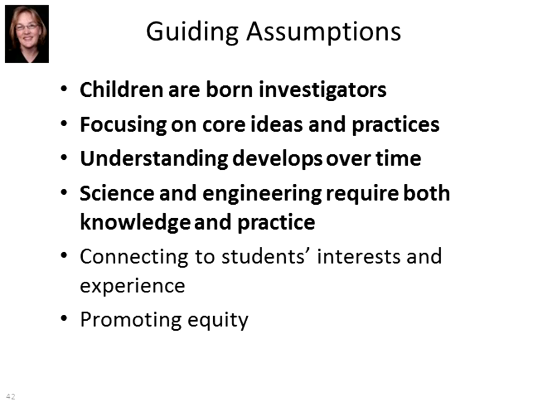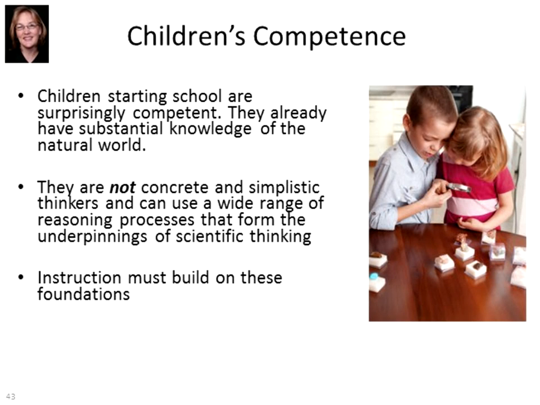So I'm going to sort of unpack a little bit the research behind those 4 assumptions. I want to start with this notion of young children's competence. And this really is an incredibly important point, and is part of the push for bringing the framework and the standards for science to the elementary grades starting in kindergarten. That is that kids starting school are really very competent, and they have a substantial knowledge of the natural world. So they do a lot to try to understand the world around them and engage with it.